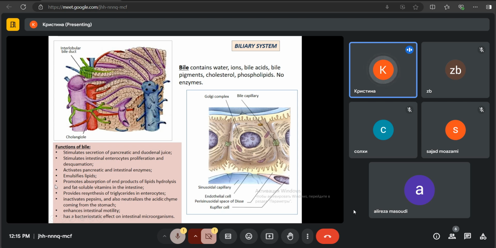Next, the bile promotes absorption of products of lipid hydrolysis and fat-soluble vitamins in the intestines. Then it provides resynthesis of triglycerides in enterocytes. Next, it inactivates pepsins and also neutralizes the acidic chyme coming from the stomach, because it has a little alkaline pH level. Next, it enhances intestinal motility, and it has a bacteriostatic effect on intestinal microorganisms.